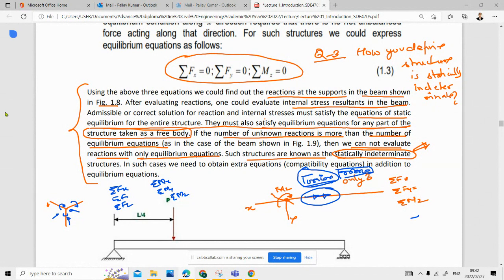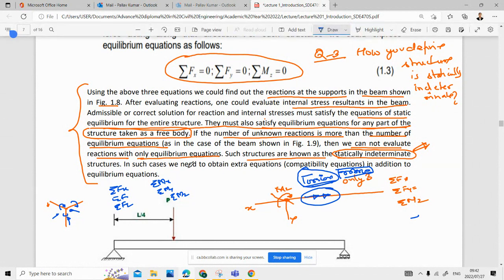Okay, so let's fix these things. I hope you understood this. So your third question is how you are going to define that a structure is statically indeterminate.